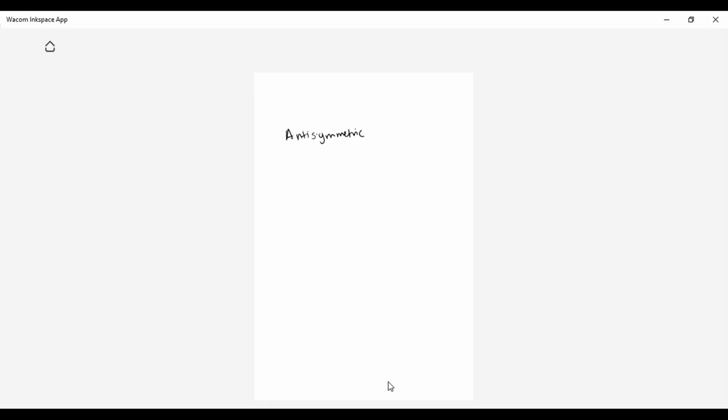Anti-symmetric relation. Now, what do you mean by anti-symmetric relation? Carefully listen, student. A binary relation R on a set A is anti-symmetric if A comma B belongs to R and B comma A belongs to R, then A equals B. No confusion here, student. What is asymmetric saying? If A comma B is there, then B comma A should not be there.